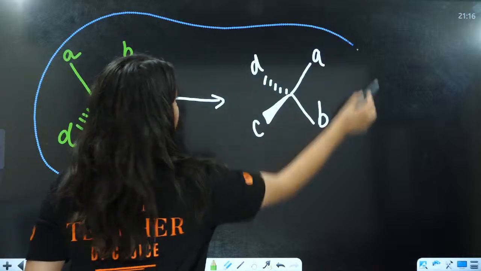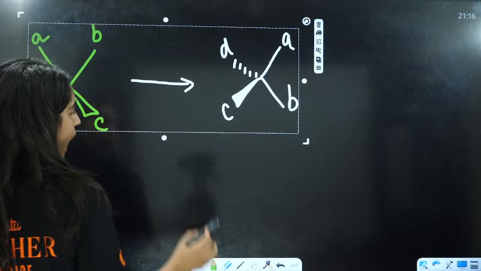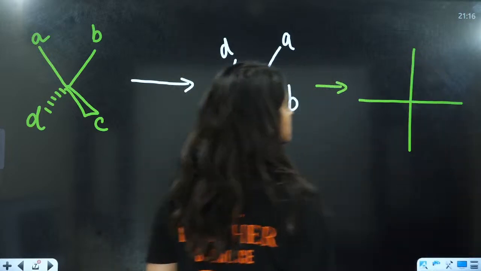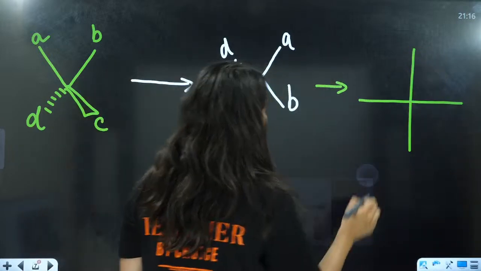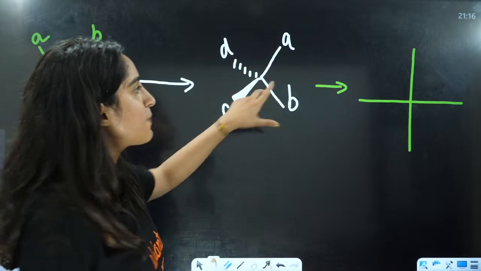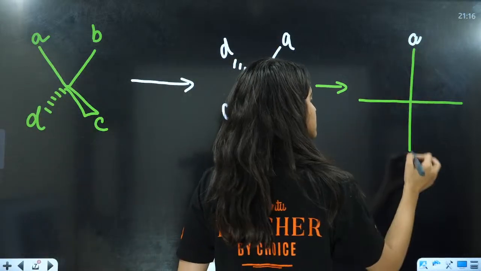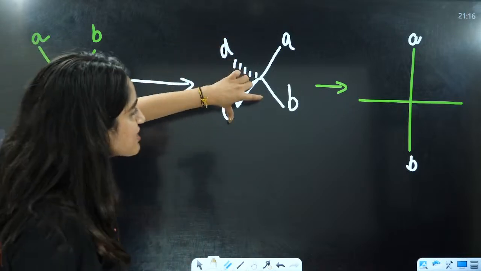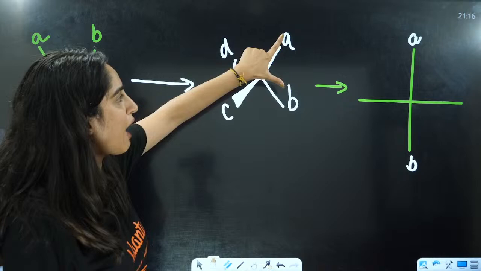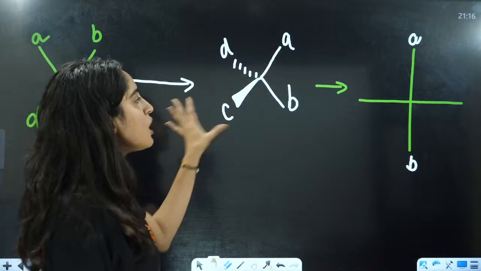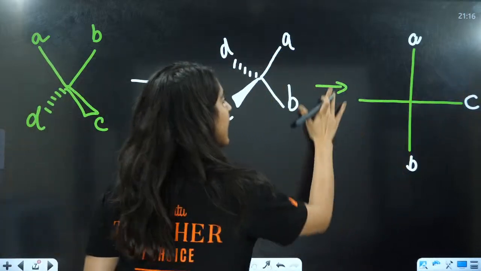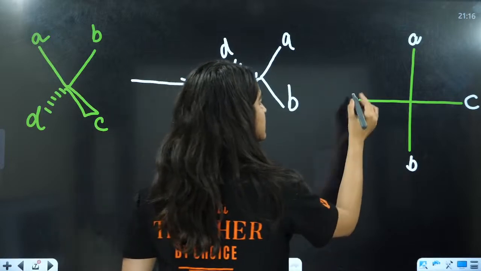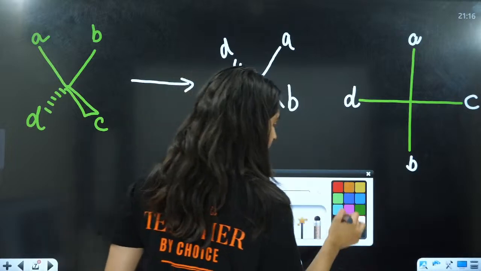How to convert it into the Fisher projection. See this, this is the Fisher. Now we are going to do AB. This is A and this is B. So the wedge is going to be on that side where you have the thumb. The thumb is on the right side, so C will be on the right side, and it is going to be something like this. Is this clear to everyone here?